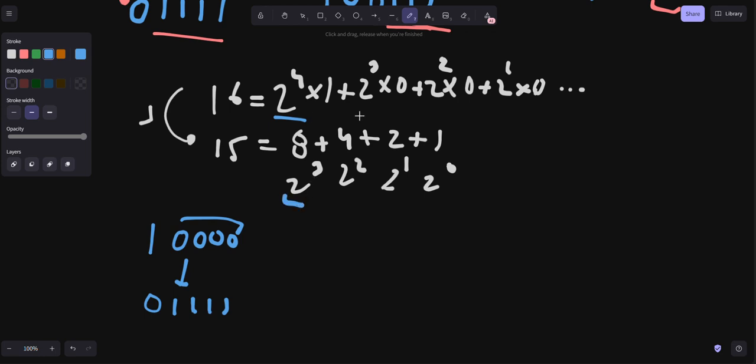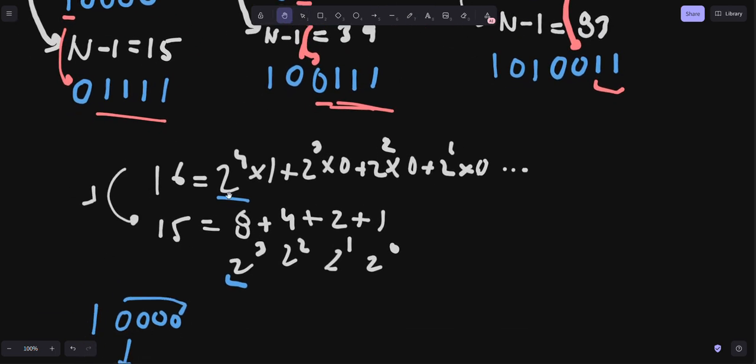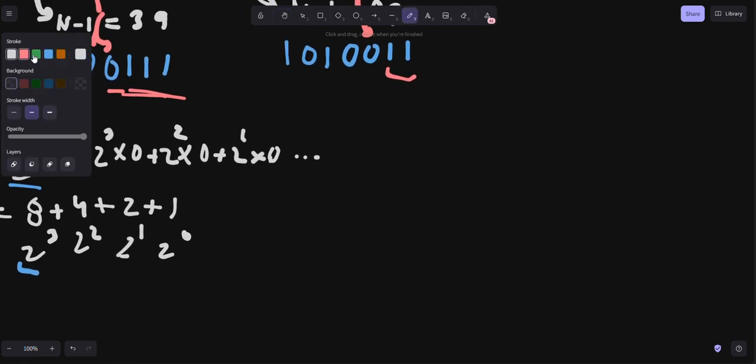So 2 to power 3 came in, 2 to power 2 came in, 2 to power 1 came in. You can see this pattern here, right? That's why this is happening. This is the reason. Same reason. Again, I can do this for 39 as well.